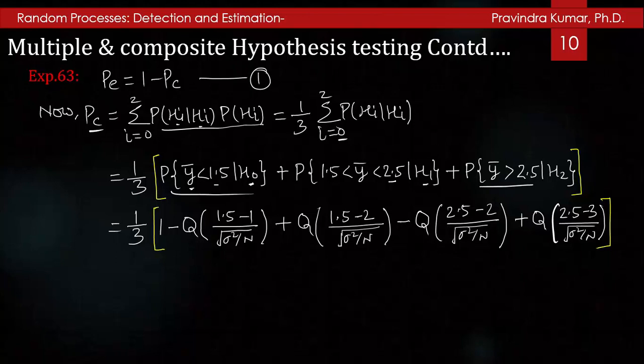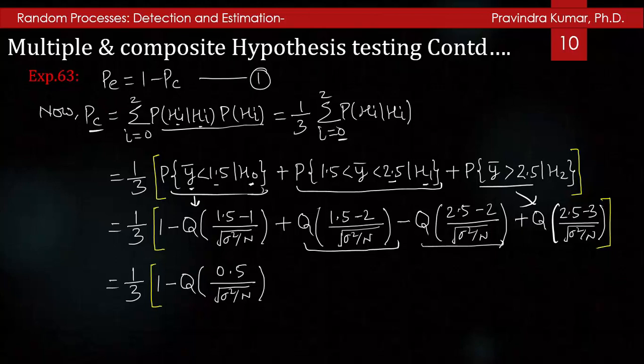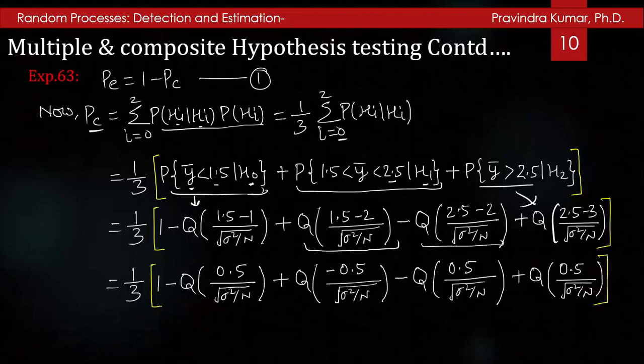So this is the value of this part, 1 minus Q((1.5 minus 1) upon root of sigma square by n), and for this part the values are Q((1.5 minus 2) divided by root of sigma square by n) minus Q((2.5 minus 2) divided by root of sigma square by n). These are the values for this, and this is the value for Q((2.5 minus 3) divided by root of sigma square by n). So from here you can find 1/3 times [1 minus Q(0.5 divided by root of sigma square by n), plus Q(minus 0.5 divided by root of sigma square by n), minus Q(0.5 divided by root of sigma square by n), plus Q(minus 0.5 divided by root of sigma square by n)].